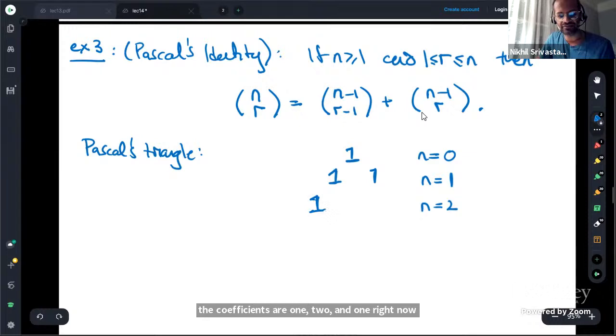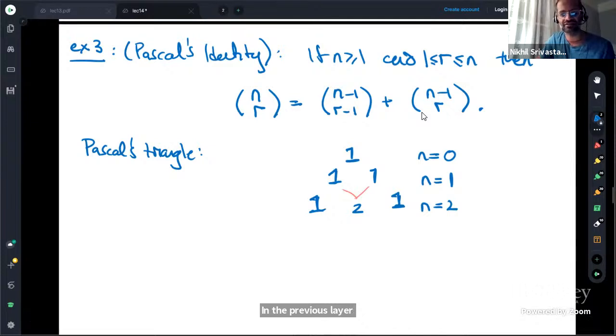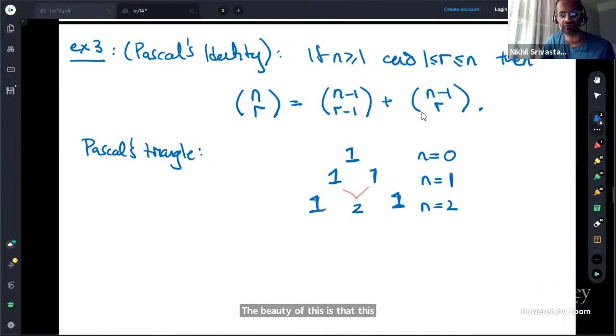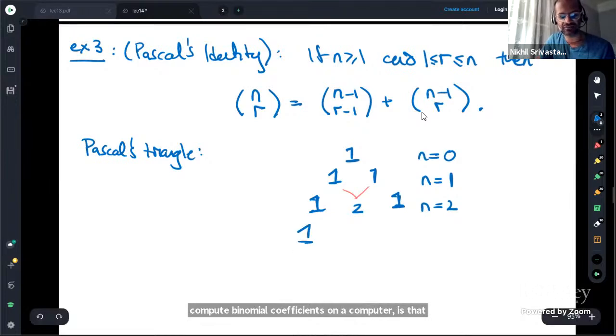Now, what this identity tells us is that to get a coefficient at the next layer, you just add the coefficients above in the previous layer. So 1, 2, 1. What this is saying is the middle thing here is 2 choose 1. And what the identity is saying is that 2 choose 1 is the same as 1 choose 1 plus 1 choose 0. Now, the beauty of this is that this is actually how you compute binomial coefficients on a computer. If you want to compute the next row, you just put ones at the end, and then you fill it in by adding the numbers above. So you get 3 and 3. That's correct.